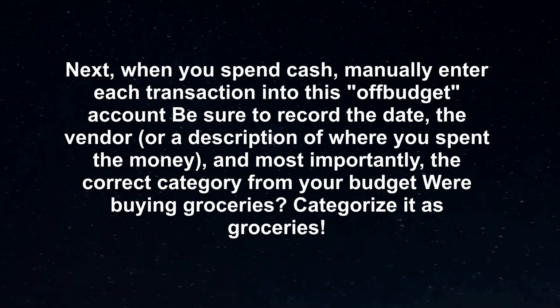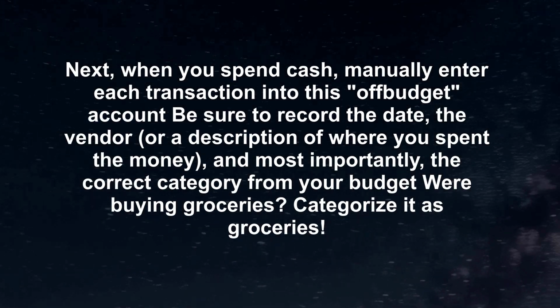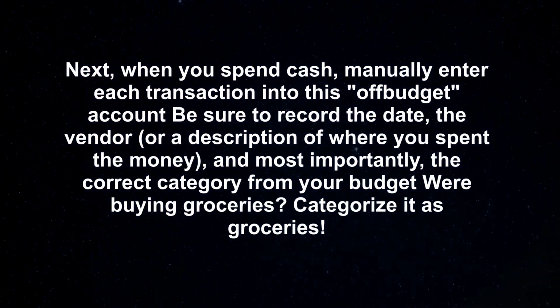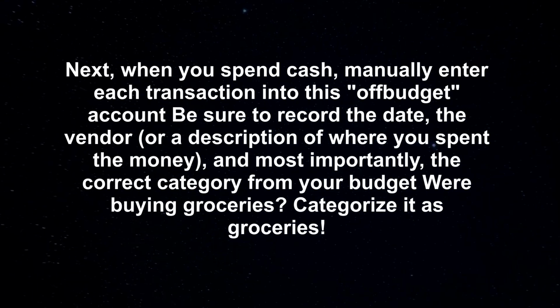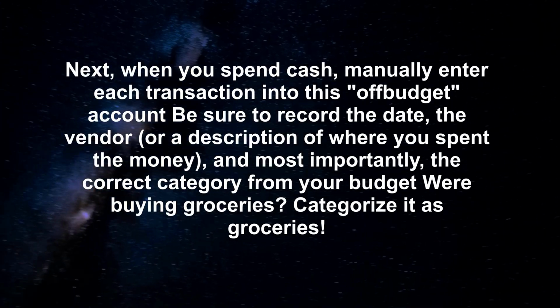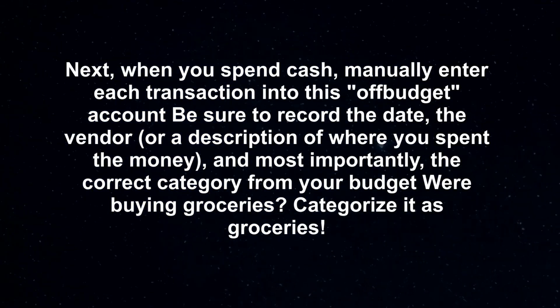Next, when you spend cash, manually enter each transaction into this off-budget account. Be sure to record the date, the vendor, or a description of where you spent the money, and most importantly, the correct category from your budget. If we're buying groceries, categorize it as groceries.